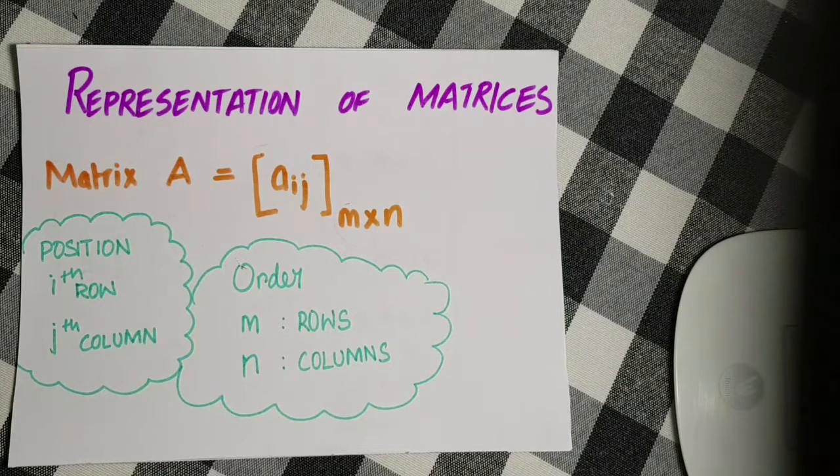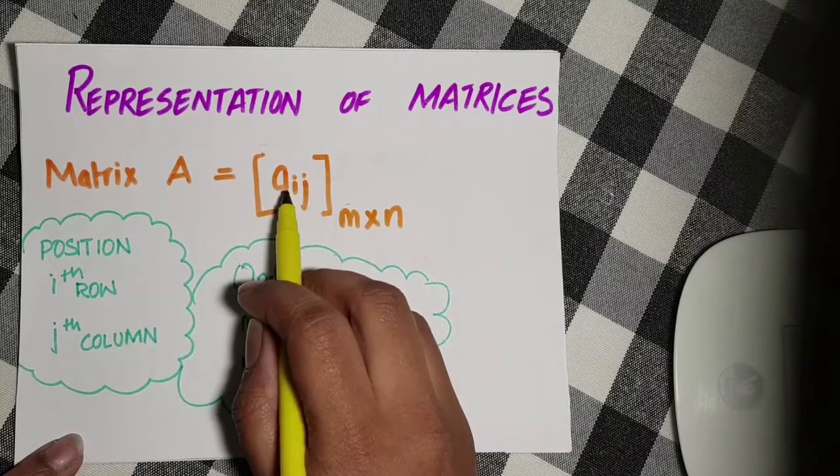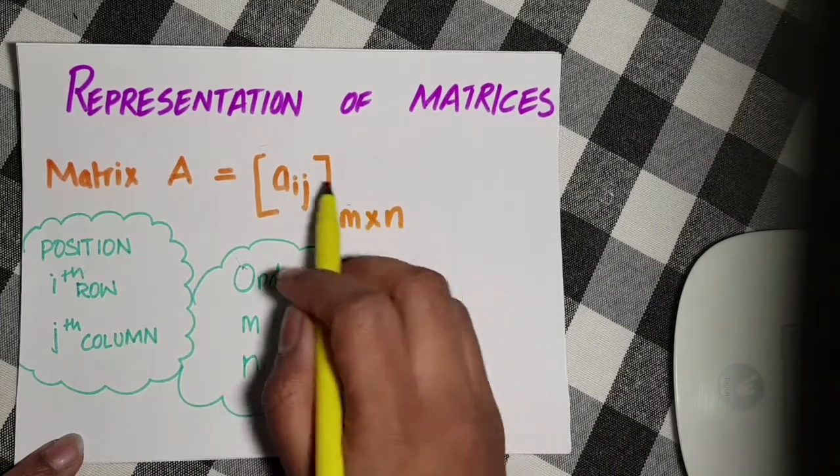Today, in this video, I will teach you how to multiply matrices. First, let's see the representation of matrices. Consider a matrix A, which is represented as Aij, m by n.